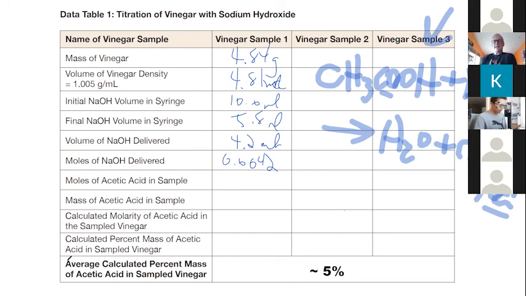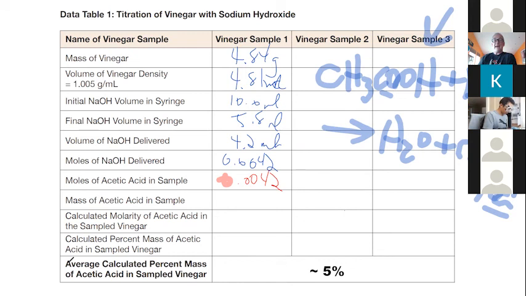So what's my molar relationship between acid and base in this reaction? Should be a 1-to-1 ratio. Exactly. So if I have 0.0042 moles of sodium hydroxide, how many moles of acetic acid do I have? If I have 0.0042 moles of base, how many moles of acetic acid do I have? Oh, then you have 0.0042, the same number of moles. Exactly. So 0.0042 moles of acetic acid.